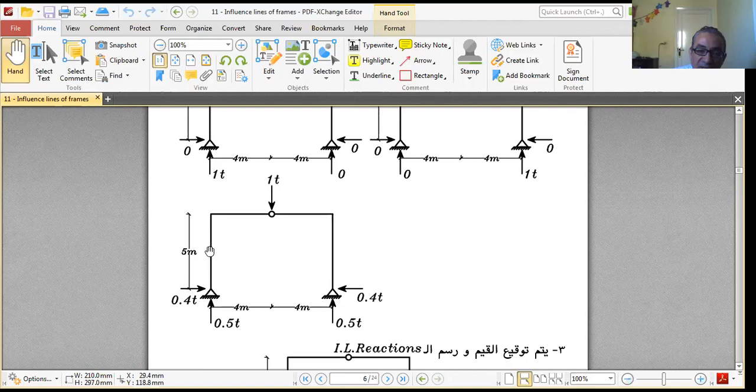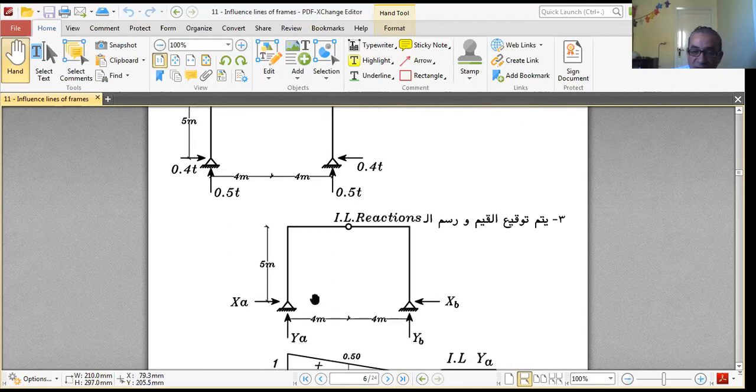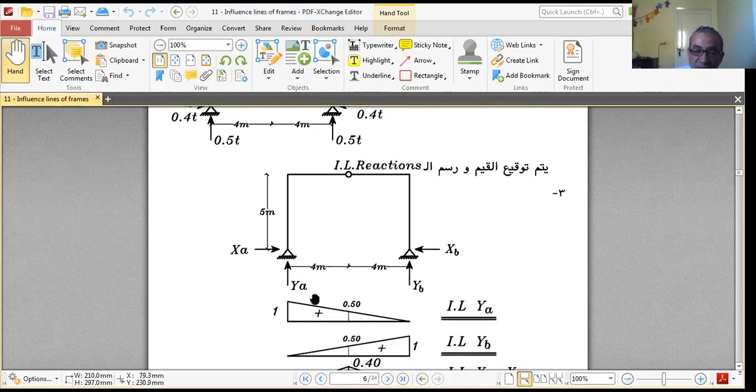the vertical reactions are 0.5 and 0.5. From moment at the right of the hinge, this 0.5 by 4 equals this one by 5, so this one is 0.4. So the X reactions are plus 0.4 at A and minus 0.4 at B. Then we plot the points and draw the influence line for reactions.